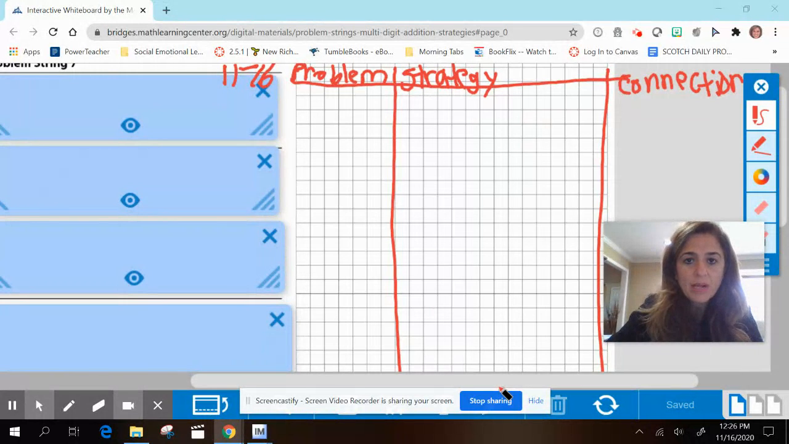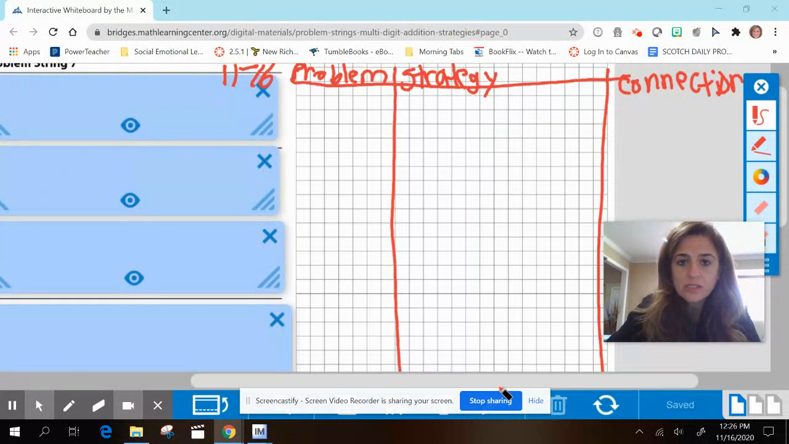Or if you've done problem strings in your classroom and you've used your math journal, you could go to where you've done problem strings in your classroom. So for my class, we've done our problem strings in the back of our number corner book. So go to page A7.